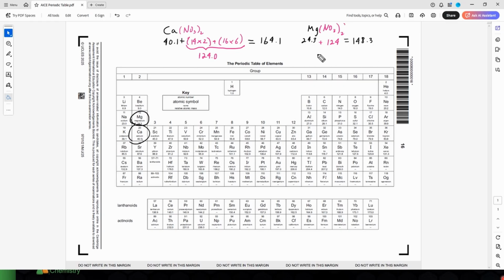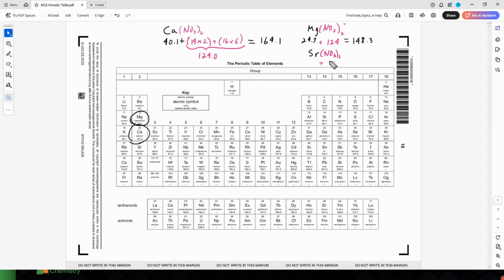We want to do this for strontium nitrate, which was the other one. Same thing: Sr(NO3)2. Because again, these are all group 2 elements, so they all form the same compounds. That's something you need to start getting used to, because it's going to make your work a lot easier.